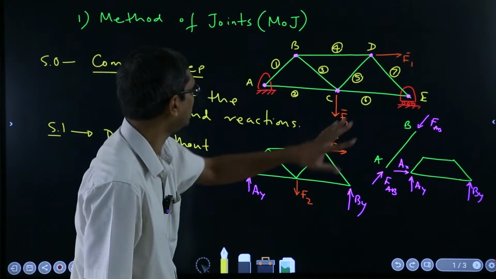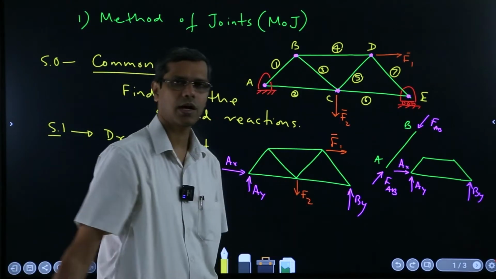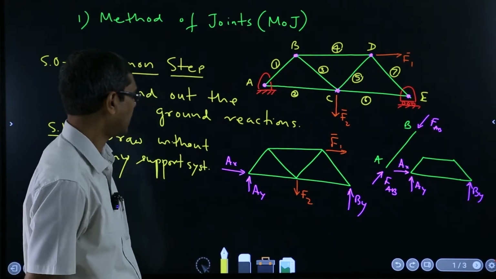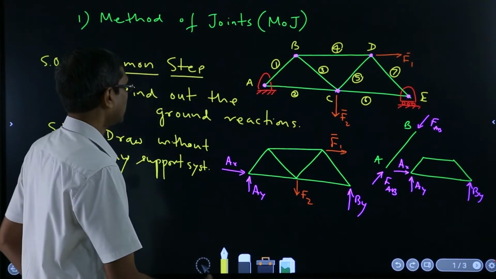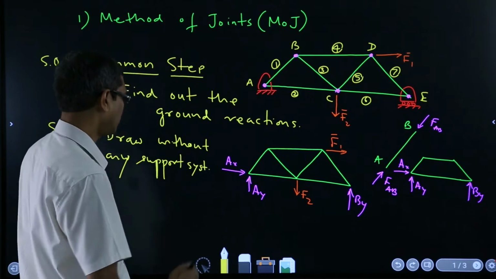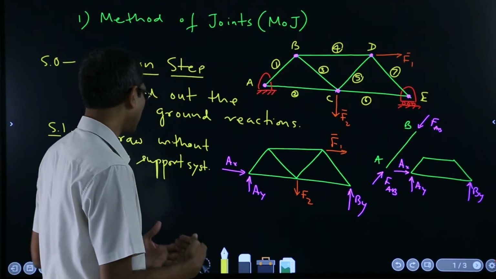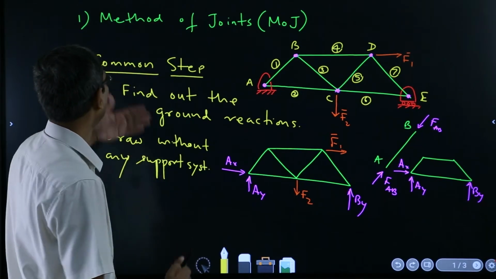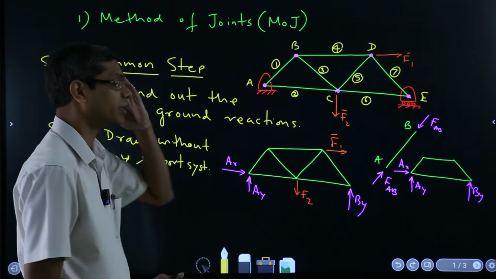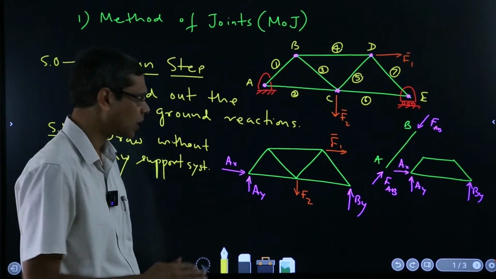That means we have removed these supports and only the forces are shown here. Okay. Now step 2 will be, here the method of... in fact, up to this point it will be common for both method of joints and method of sections. Now what?